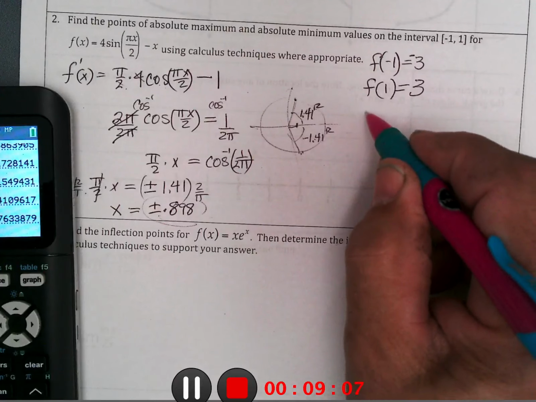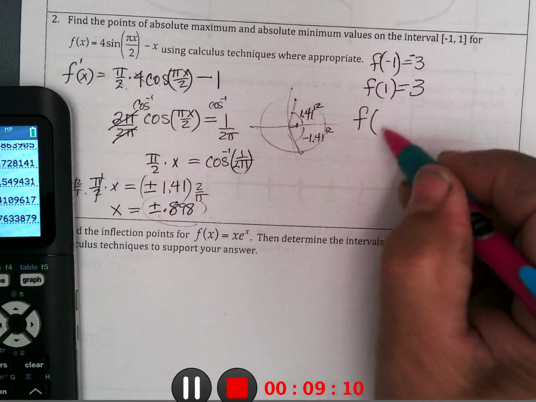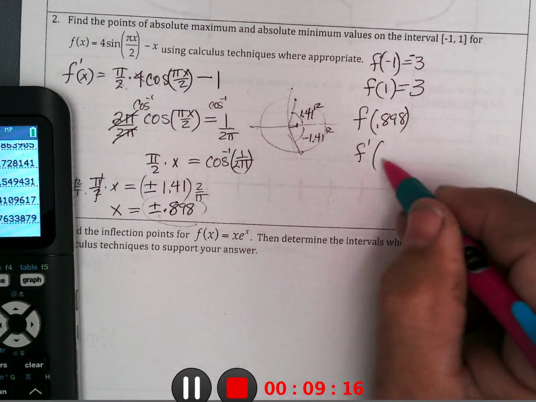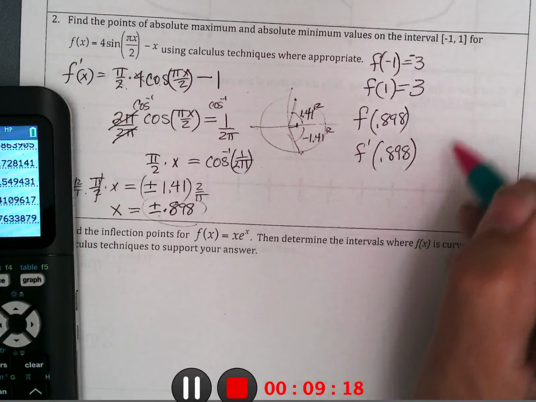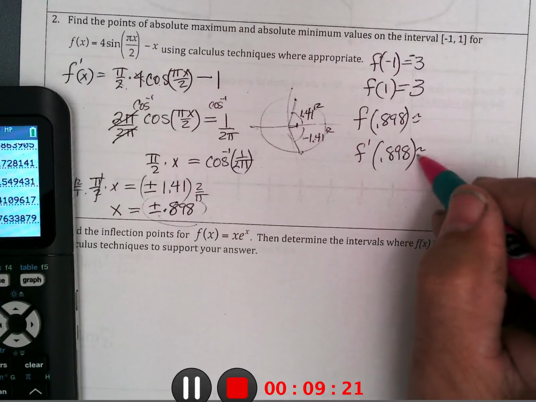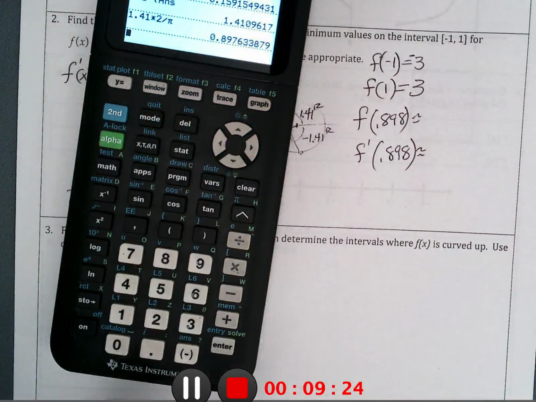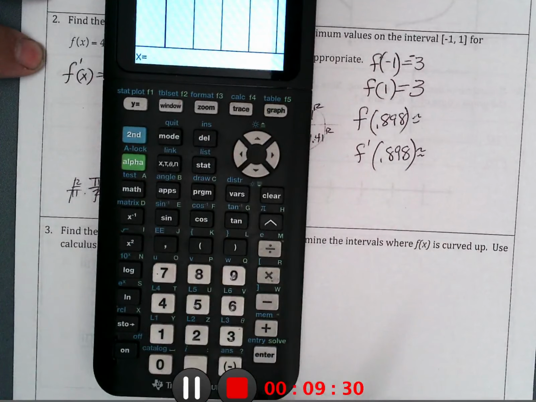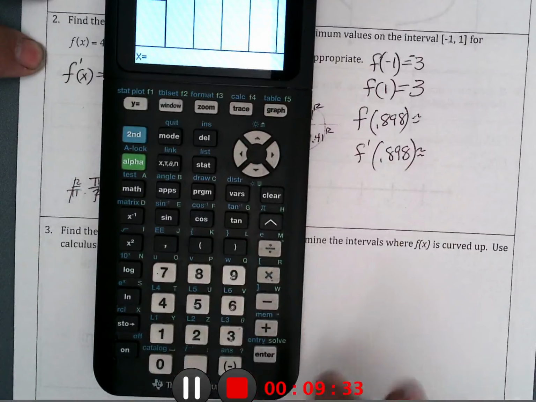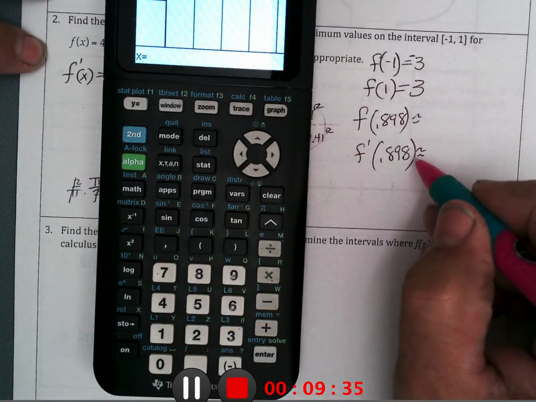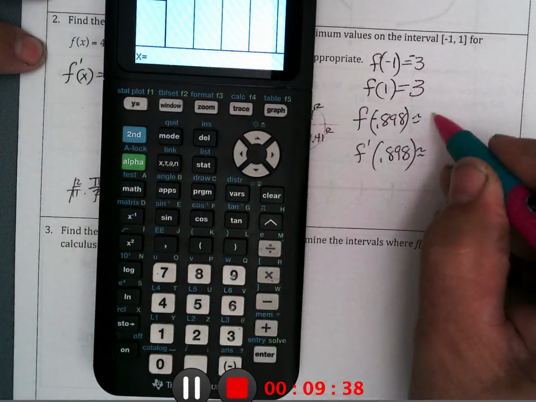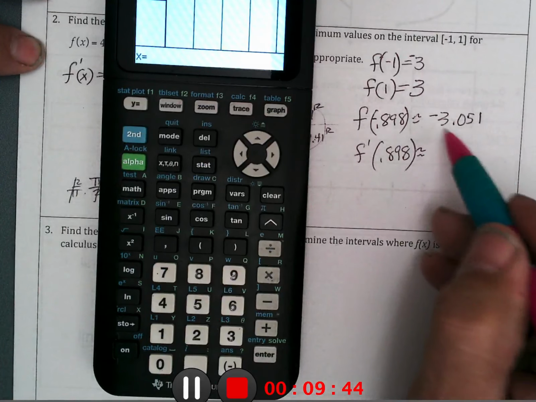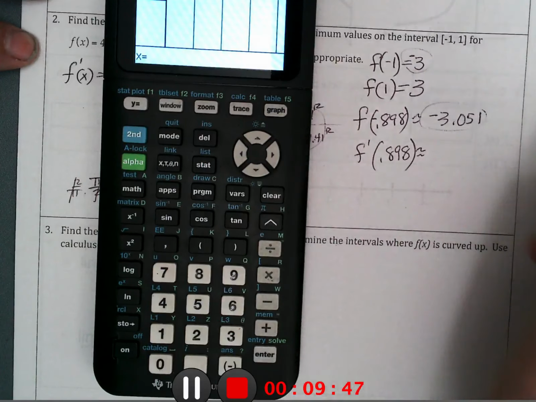So I have to do f of 0.898 and f of negative 0.898 approximately. And so I get these approximate max or mins. Let's see what we get here. So I go to the table and put in negative 0.898, and on the negative one, I get negative 3.051, which is a little bit lower than this. So here's the max, the global max.